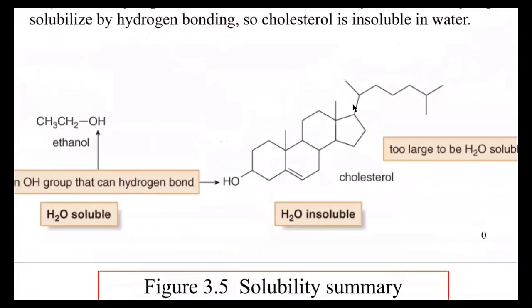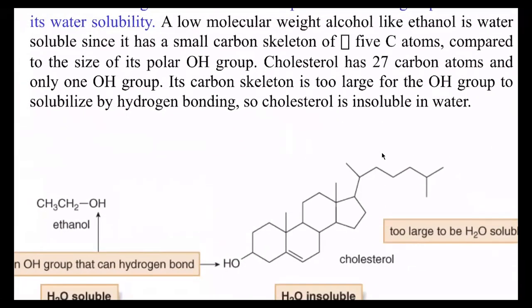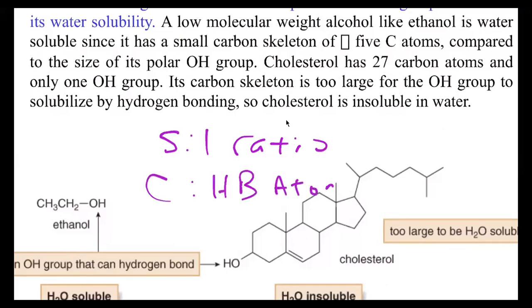All right, so let's talk about some other aspects of solubility. For something to be soluble in water, if you watched that video, tell me what the criteria are. Didn't it say that it had to have like 5 carbons and one atom that's like either N or F? Yes. You need to have a 5-to-1 ratio of carbons to hydrogen bonding atoms. That's how you determine if something is soluble in water.